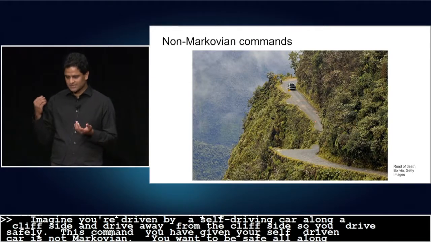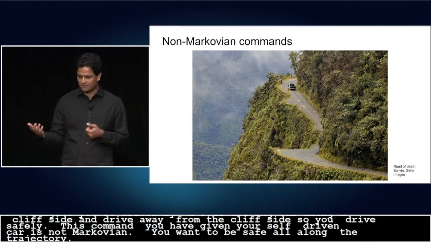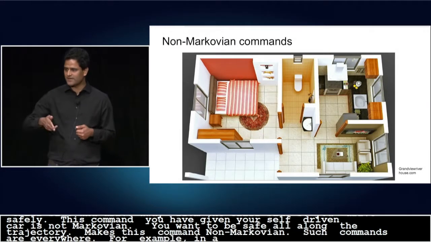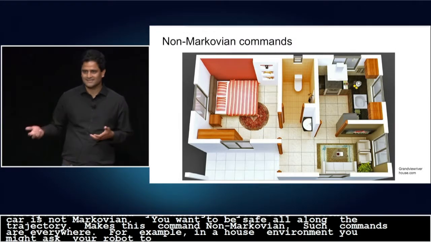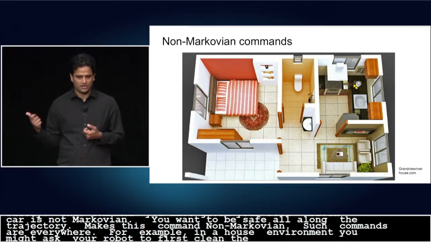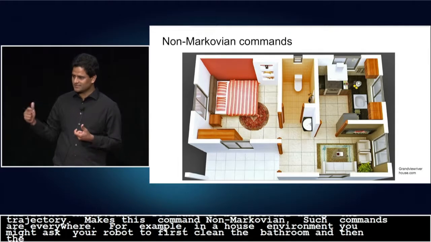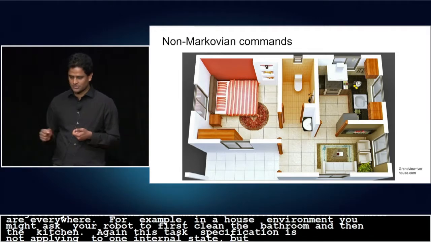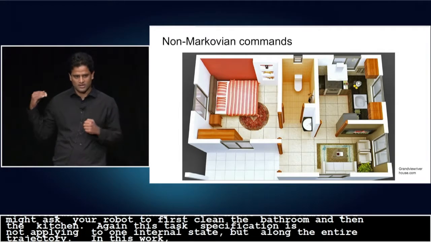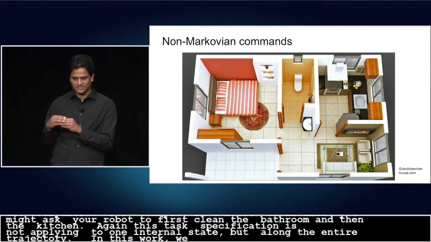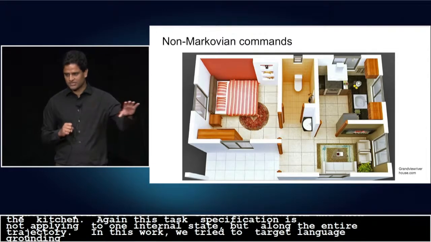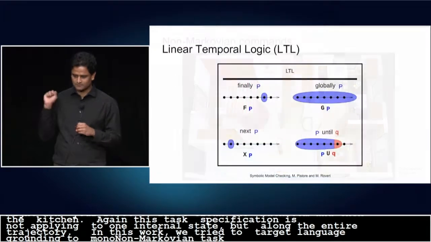And such commands are everywhere. For example, in a house environment, you might ask your robot to first clean the bedroom and then clean the kitchen. Again, this task specification is not really applying to one terminal state, but along the entire trajectory. So in this work, we try to target language grounding to non-Markovian task specifications and then plan over them, instead of just applying to a goal condition or an action sequence.